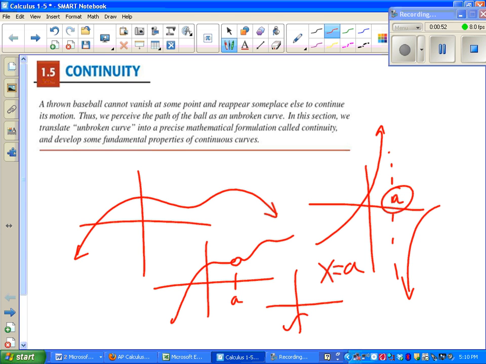And the other common thing that we see is a jump. Maybe it stops there and then starts back up somewhere higher. If that value is a, we would say we have a discontinuity at x equals a. And we're going to see all this in detail.